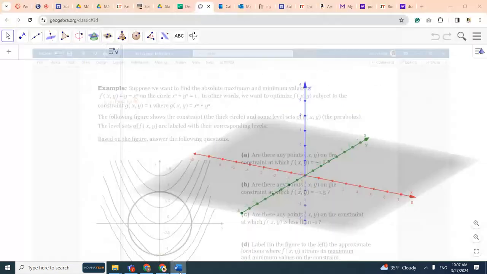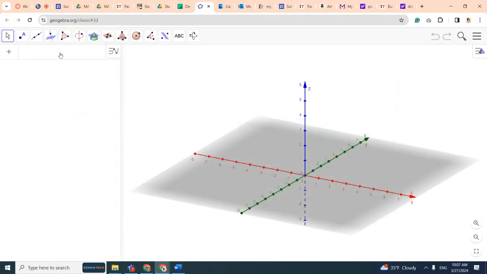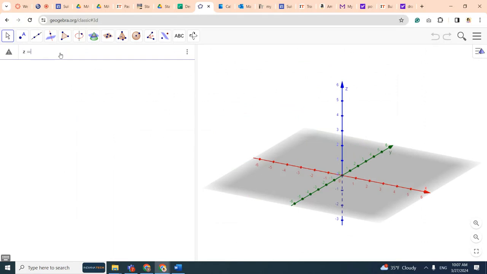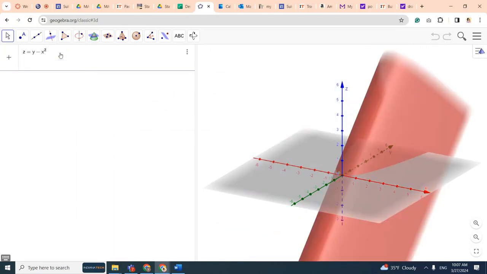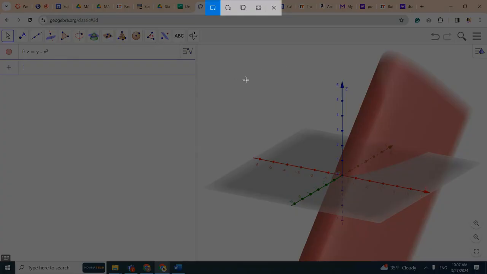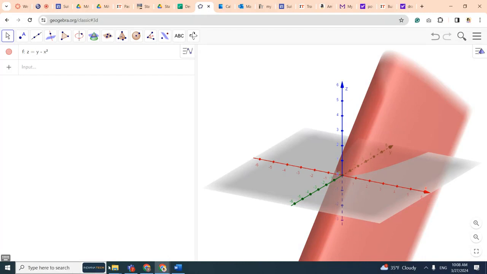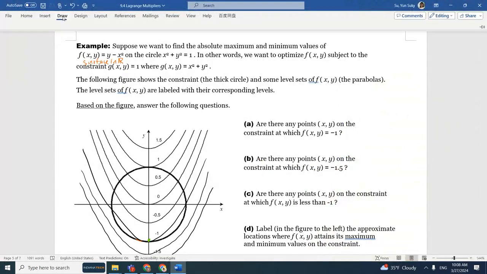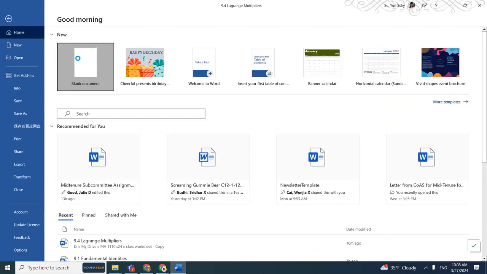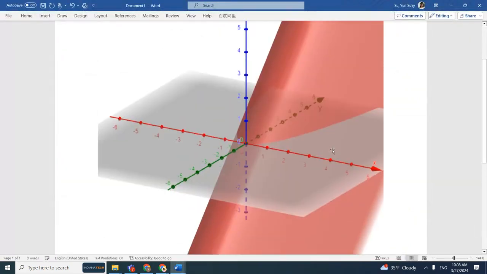So what is that? z equals y minus x squared. Can you imagine? This is the surface. And our constraint is like a circle right there. Can you see the circle? It kind of cuts the surface. Let me see if I can print screen. Then I can draw on it. Let's open a new file and draw here.